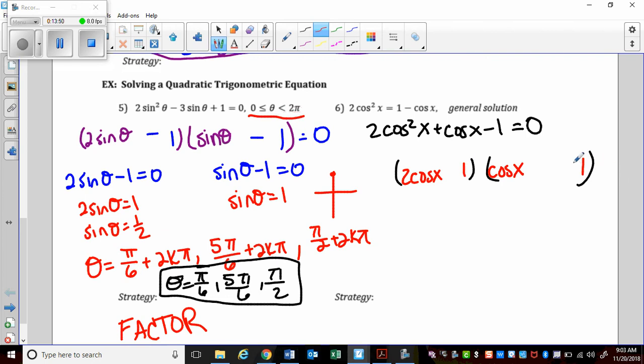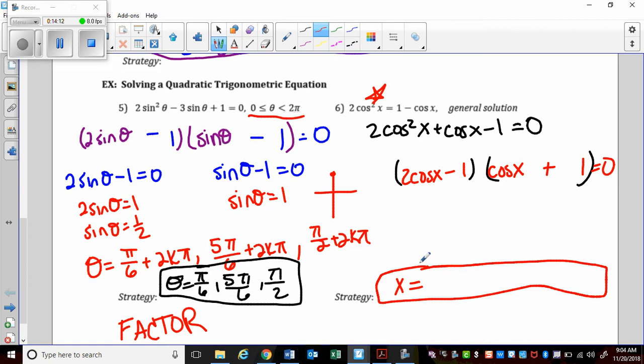One's going to be positive, one's going to be negative. I want the bigger one to be positive. So this one's positive. This is the bigger one. And then the inner ones are going to be negative. I want you guys to finish this and try it out. Tell me what the x is going to equal. Finish this.